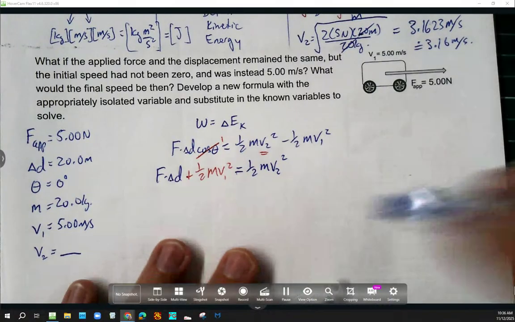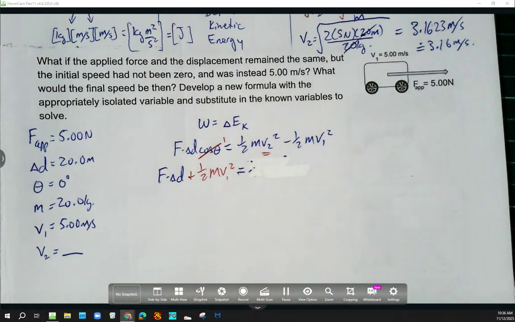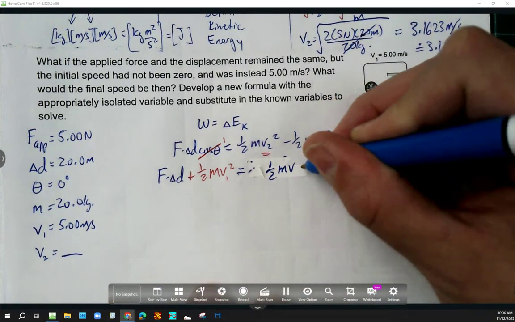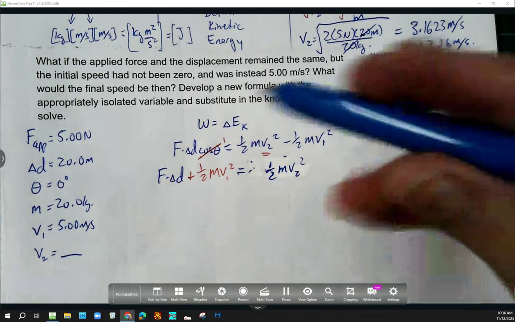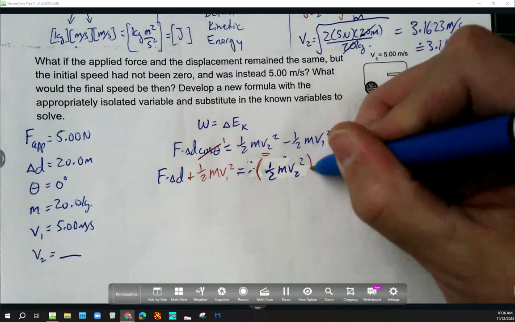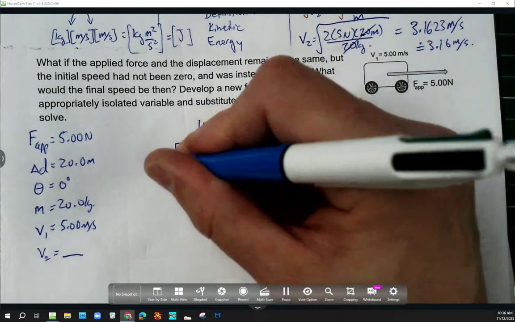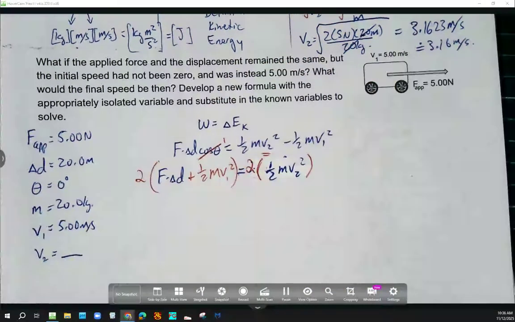Actually, I think just for communication purposes, I'm going to white this out and move it over just a little bit. I'm going to say I got 1/2 mv2 squared. And I'd like to propose that I could do this operation. I can put that in brackets and multiply both sides by 2. But I would have to multiply all of the left and all of the right by 2.